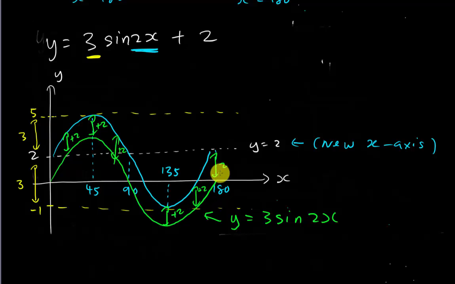That means the graph, the sine graph, actually shifts up 2 units. If it's -2, that means the graph is going to come down 2 units. So this is the meaning when you see the plus 2 here. Whenever you have plus 2 or -2, you just start from that line.